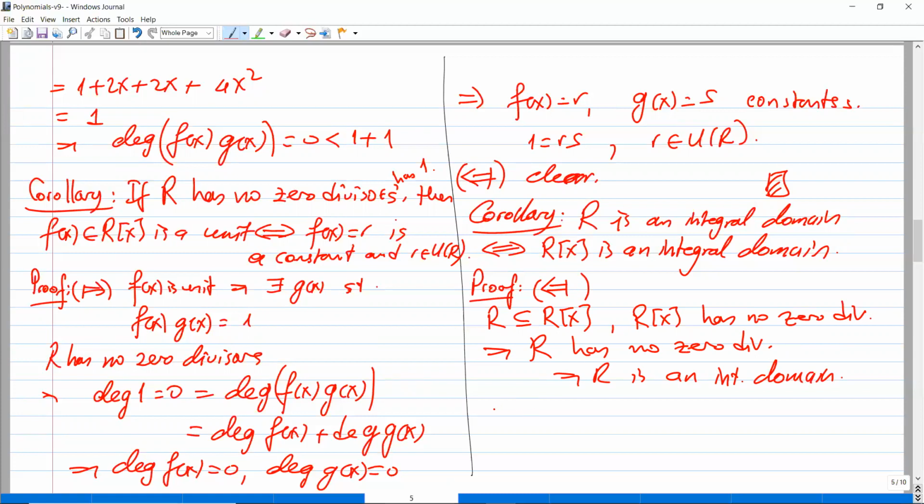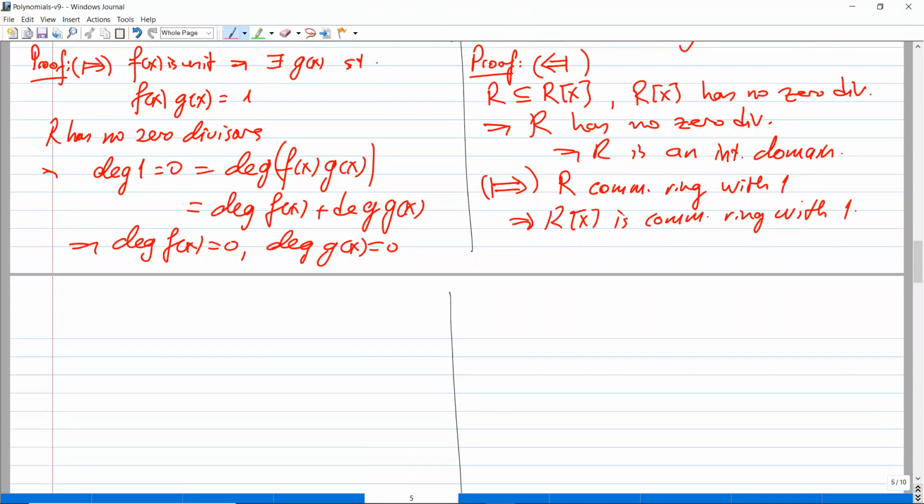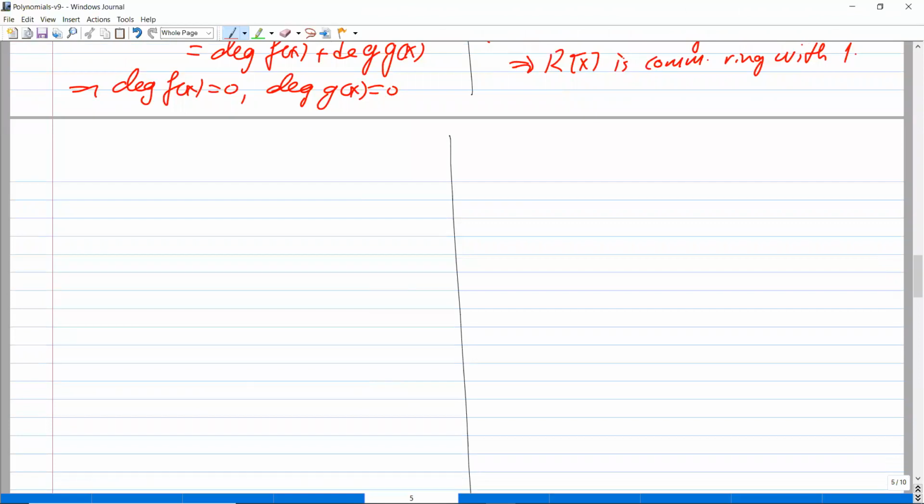Conversely, this way. If R is an integral domain, then R is a commutative ring with 1. A commutative ring with 1 implies that R[x] is a commutative ring with 1, as we stated above, and that's clear also. And we only need to show that R[x] has no zero divisors.